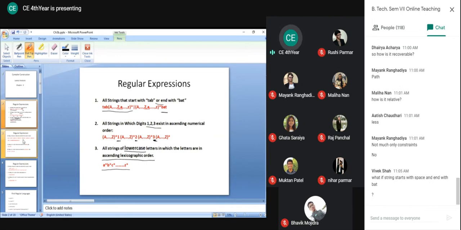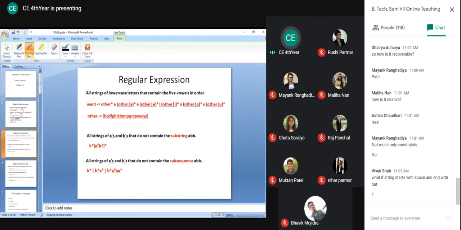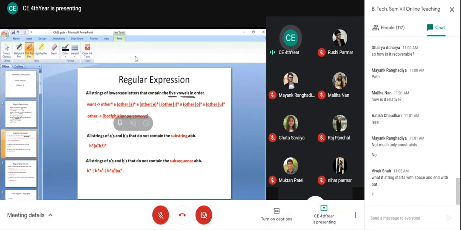Now let us go for a complex one. All the strings of lowercase letters that contain the 5 vowels in order. Now we want these 5 vowels in order. Because our goal is we want vowels, for consonants we are using this. For consonants, we are using this.